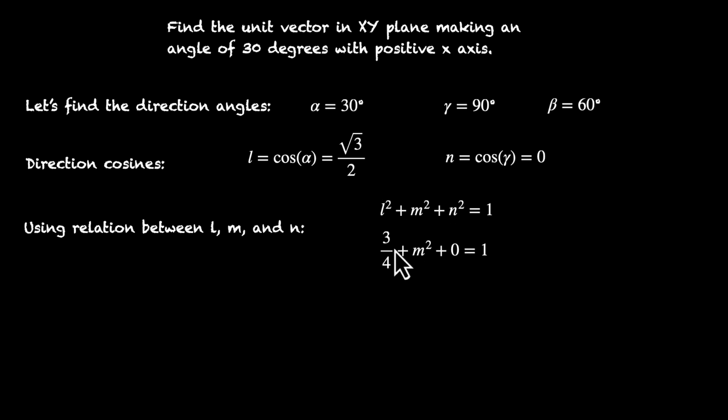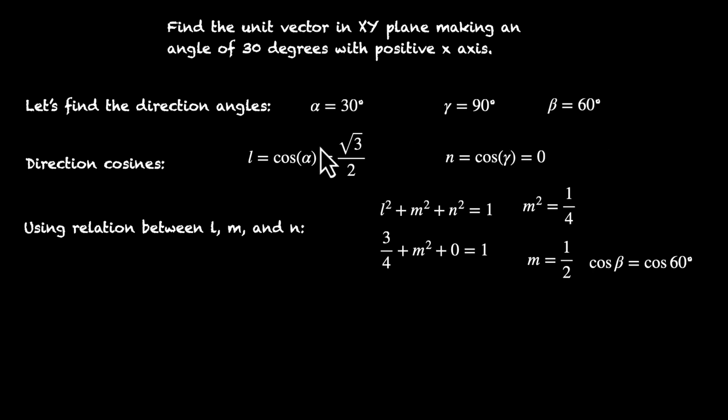We have 3 by 4 plus M square, this is what we need, plus N square is 0. So M square is going to be 1 minus 3 by 4, that's going to be 1 by 4. And if we take a square root, we get 1 by 2. So cos beta equals cos of 60 because cos 60 is half. So this also shows that our angle is actually 60 degrees.